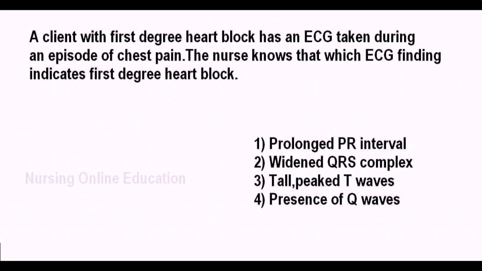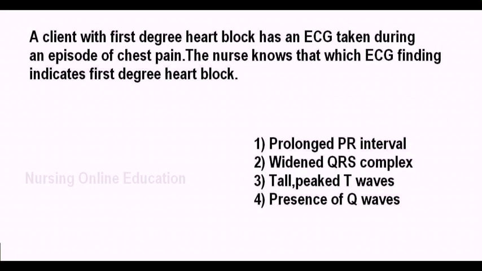Question. A client with first degree heart block has an ECG taken during the episode of chest pain. The nurse knows that which ECG finding indicates first degree heart block. Options: first one prolonged PR interval, second one widened QRS complex, third one tall or peaked T waves, fourth one presence of Q waves. So first degree heart block, the answer is first one, prolonged PR interval.